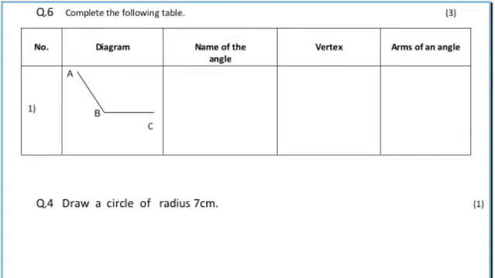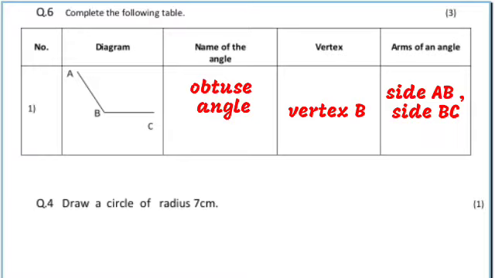Complete the following table. Diagram is of angle ABC. Name of the angle. Observe the angle and write the name of this angle. The angle is obtuse angle. Vertex is here B, and arms of an angle are AB and BC. First you observe the figure diagram of angle and then write the answer of following. Very easy to write.